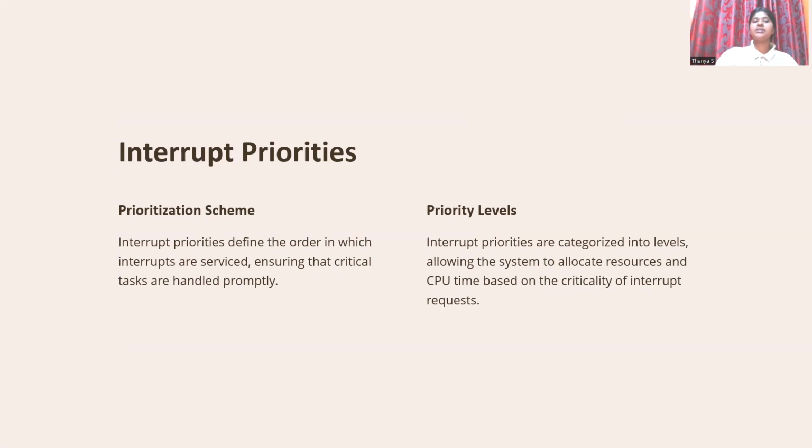Next is interrupt priorities. There are two parts here: one is the priority scheme and the other is priority levels. In the priority scheme, interrupt priorities define the order in which interrupts are serviced, ensuring that critical tasks are handled promptly. In priority levels, interrupt priorities are categorized into levels, allowing the system to allocate resources and CPU time based on the criticality of the interrupt request.